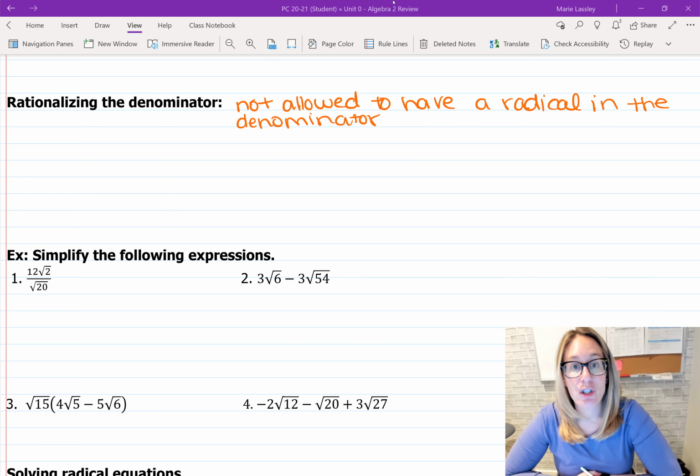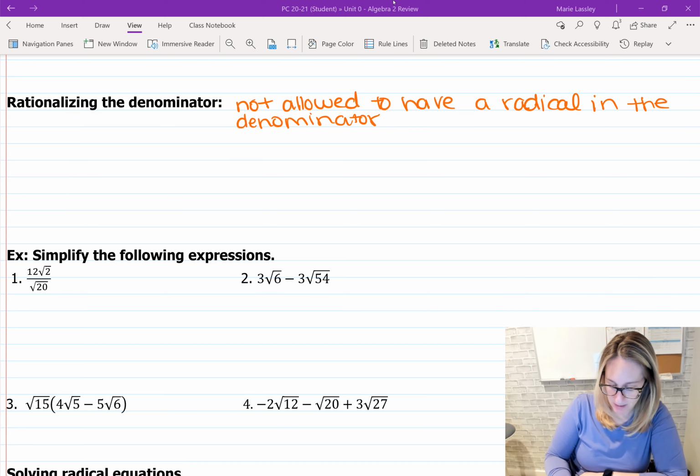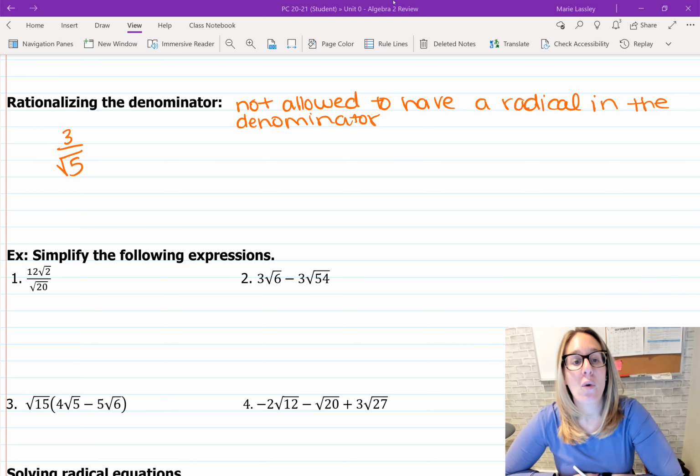All right. So if we have a problem like this, where we have something, say, like 3 over the square root of 5, we are not allowed to leave this as our final answer. We have to find a way to get that square root of 5 out of the bottom of the fraction. And we're going to do that by what's called rationalizing our denominator.